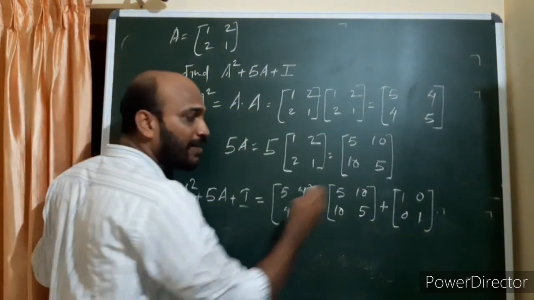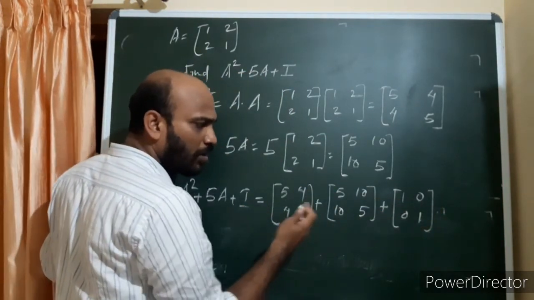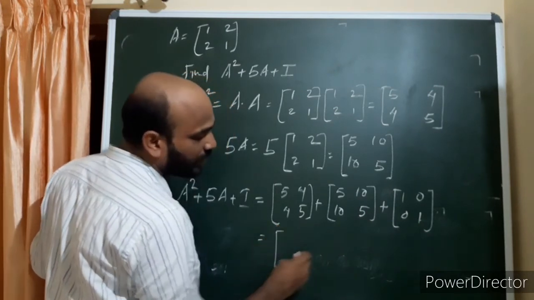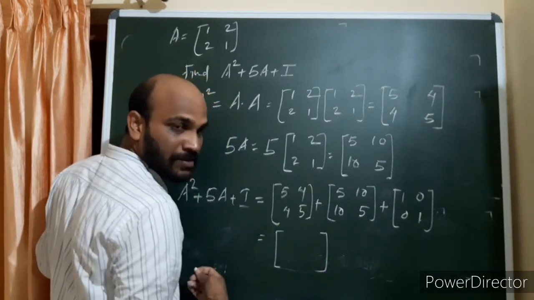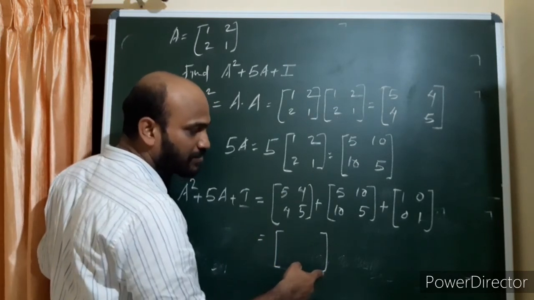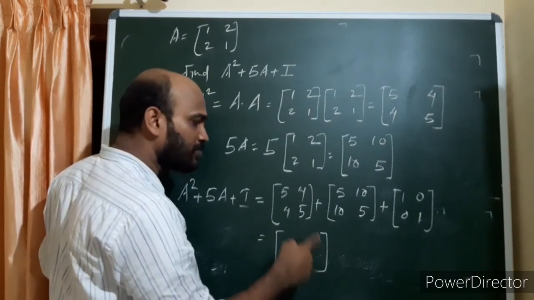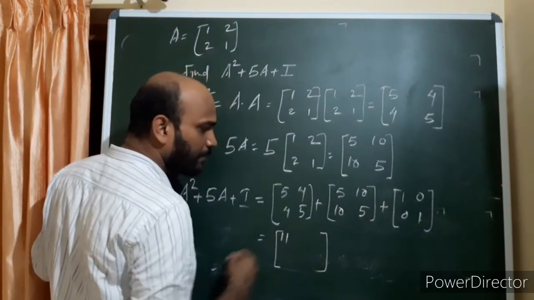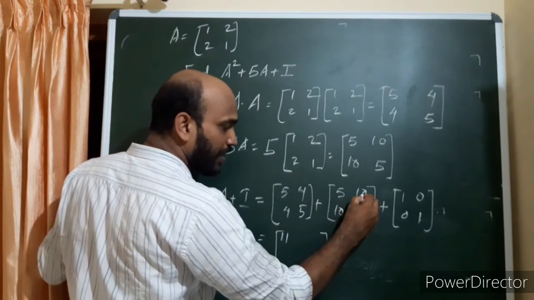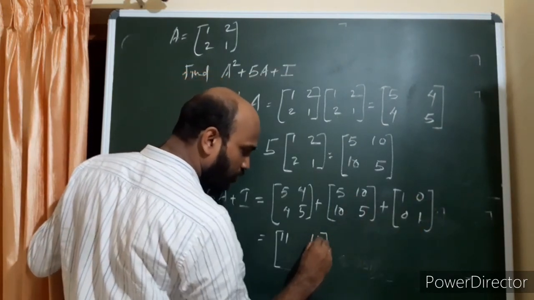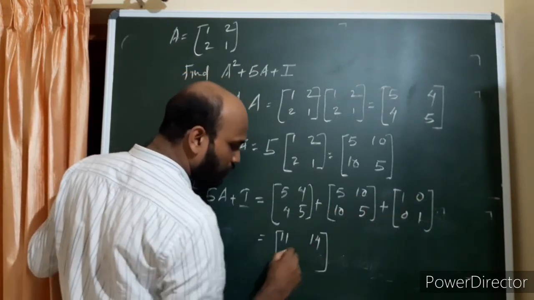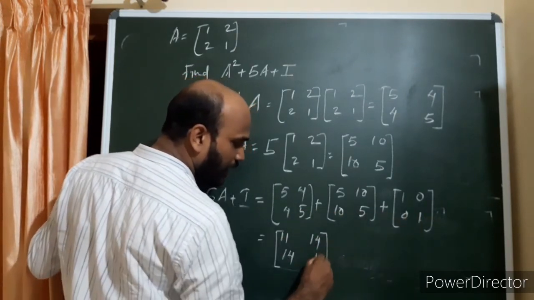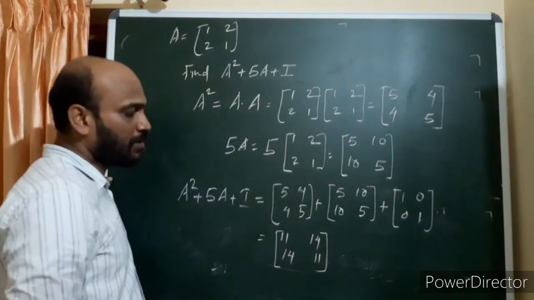Now we have to add these three matrices. The orders of these three matrices are the same, so we can add. We have to add corresponding terms, right? So we will get a 2 by 2 matrix by adding corresponding terms. 5 plus 5, 10, plus 1, 11 you will get here, and 4 plus 10, 14, plus 0, 14. 5 plus 5, 10, 10 plus 1, 11. So like that you can find.